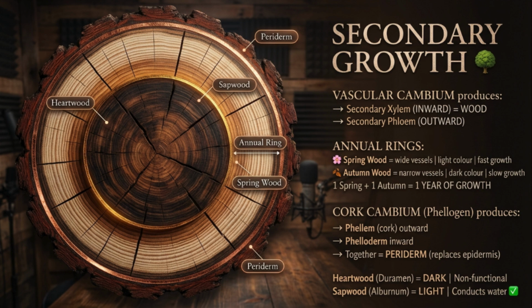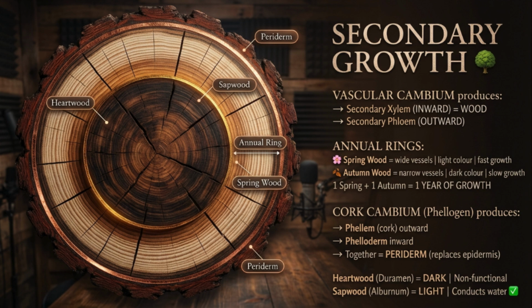During spring and early summer, when water is abundant and temperatures are favorable, the cambium produces large diameter vessels. This is springwood or early wood. It looks light and occupies more space. During late summer and autumn, when conditions are harsher, the cambium produces narrow diameter vessels. This is autumnwood or late wood. It looks dark and denser.